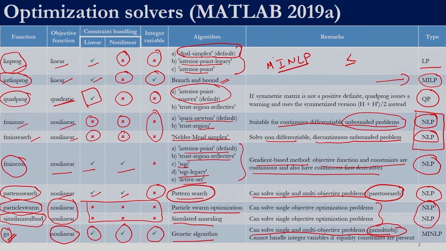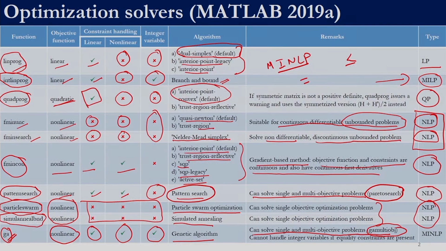It cannot support integer variables as well as equality constraints. If there are no integer variables, it can support equality constraints, but if there are integer variables, it cannot support equality constraints. So, we will be looking into these 10 functions. There are a few additional functions which we will list out at the end. We expect that you look at the MATLAB help and try to use them as and when necessary, but for this course we will just demonstrate the working of these 10 functions.